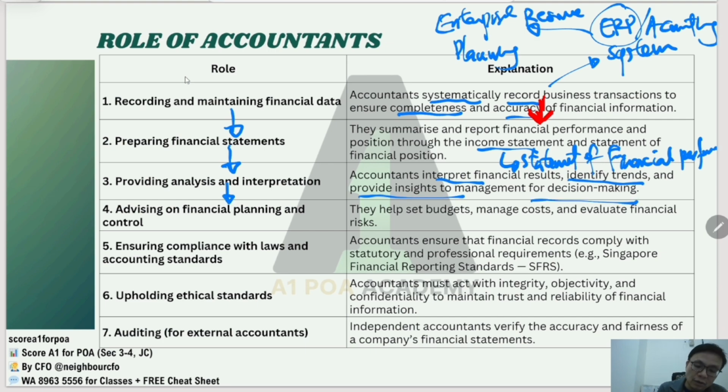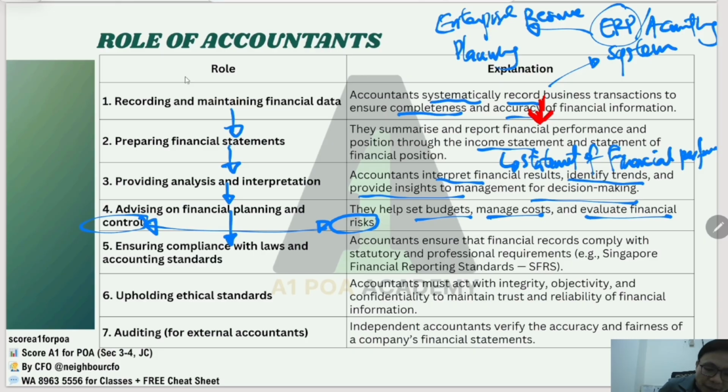Number 4, advising on financial planning and control. So once you are able to come up with the interpretation, you will be able to thereafter add value to the organizations, to the management team, by advising how you can better improve in terms of the forward planning, such as the financial planning, and also importantly to improve on the internal control as a whole. So they help to set budgets, they manage costs, and evaluate financial risks. Now, to be able to ensure that the financial risk is constantly being mitigated, they will need to establish good internal control. And that is the core responsibility of the accountants.